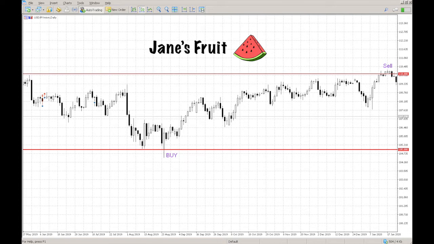The white candles are signifying that the market is going up, and the black candles are signifying that the market is going down. What you are looking at is a daily chart. That means each candle represents 1 day of price movement.